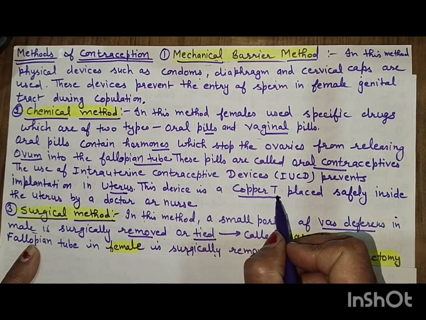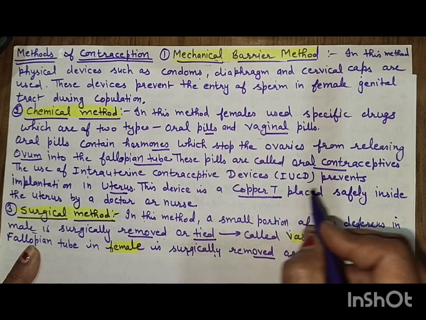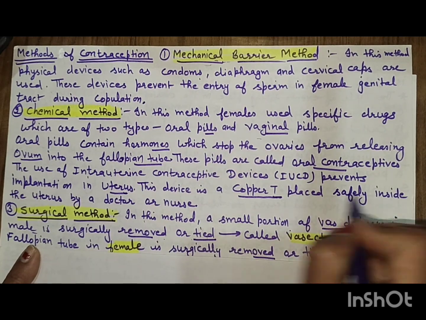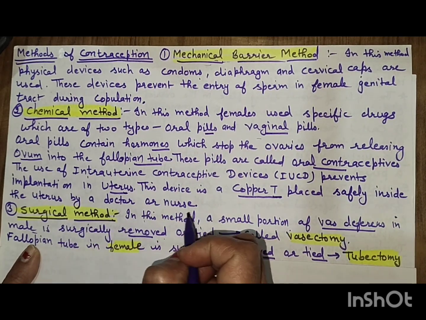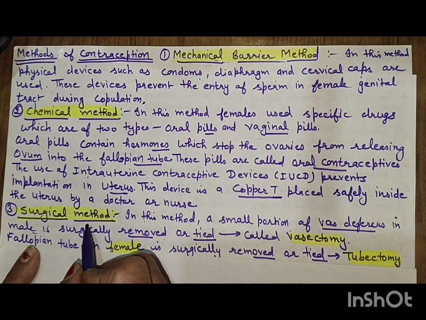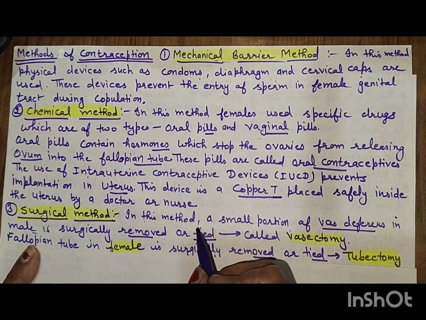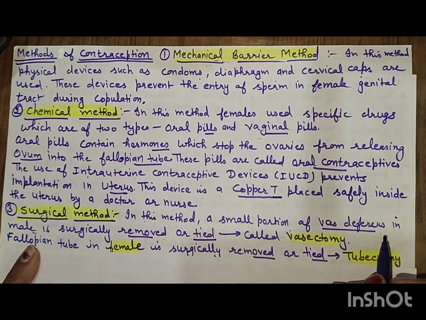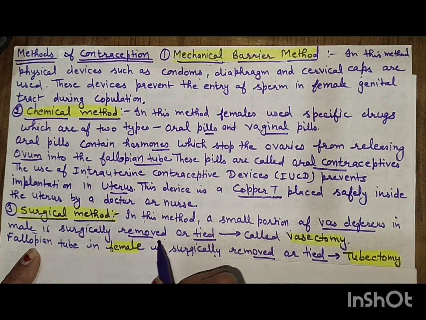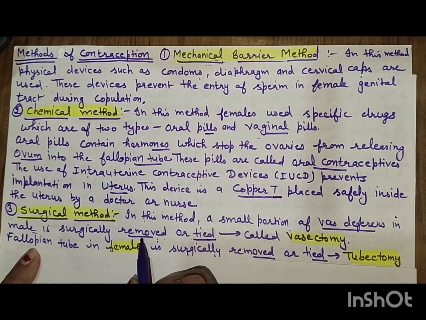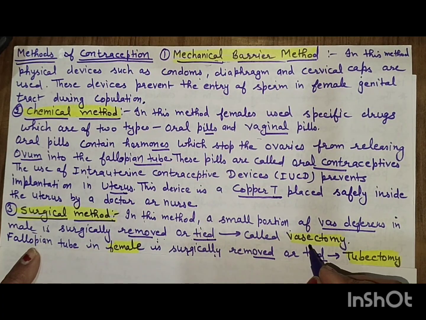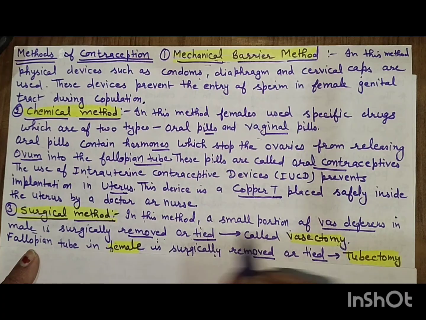This device is the copper-T. The copper-T is placed safely inside the uterus of the female body by a doctor or a nurse. The third method is the surgical method. In this method, a small portion of the vas deferens in the male is surgically removed or tied, and this process is called vasectomy. In the female, the fallopian tube is surgically removed or tied, and this process is called tubectomy.